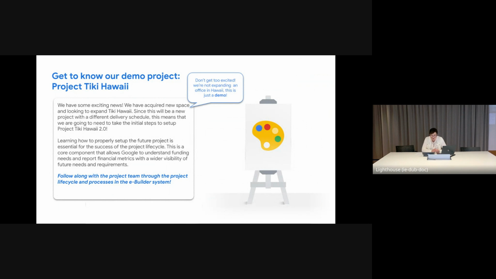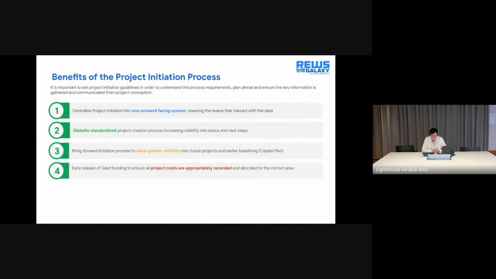Therefore, it's key that all parties understand the process of initiating a project and are aware of their roles and responsibilities. The project initiation process allows greater visibility into future projects and earlier baselining of capital projects. It is important to gain funding and stage gate approval after initiating an ad hoc project in eBuilder. Follow along with the project team through the project lifecycle and processes in the eBuilder system.